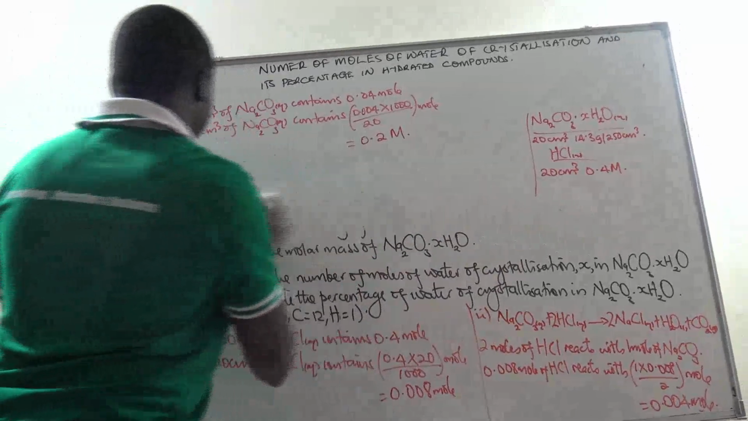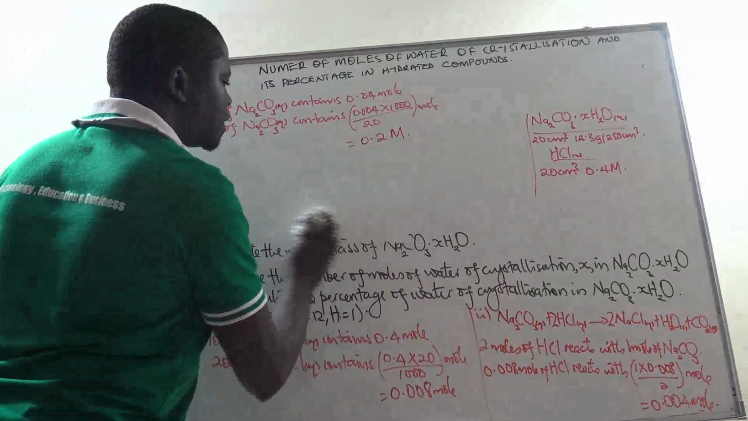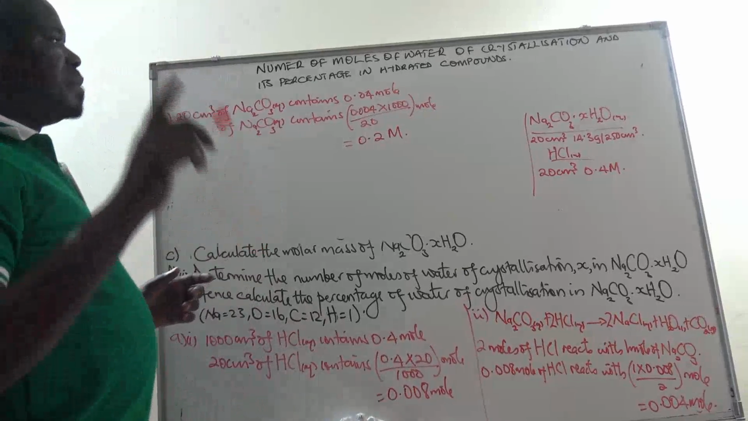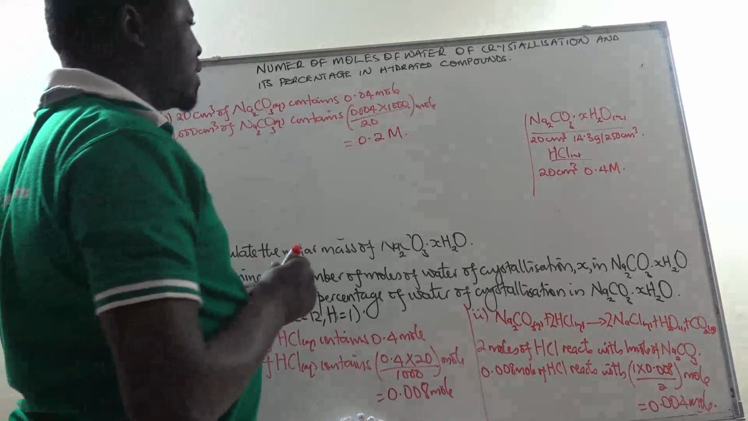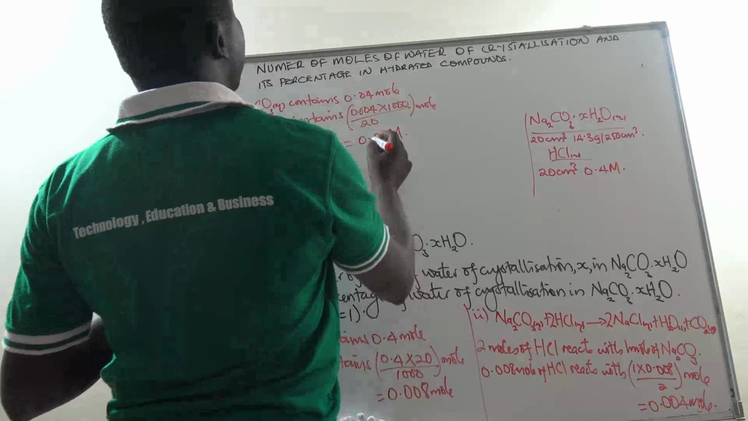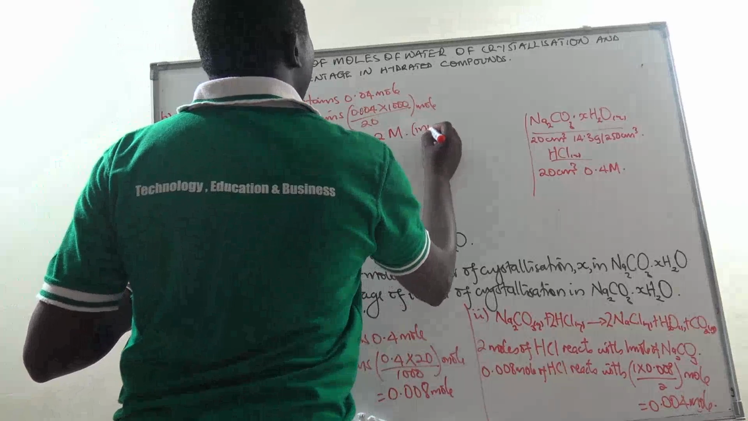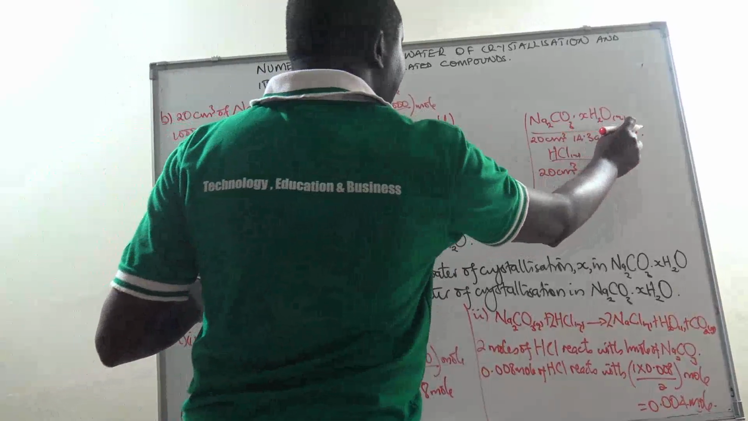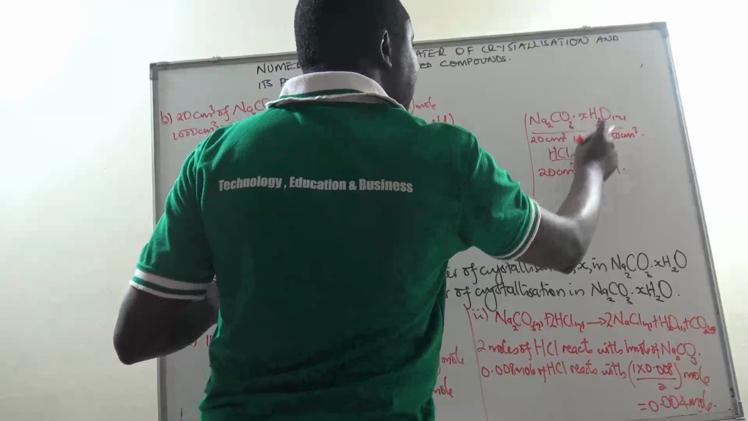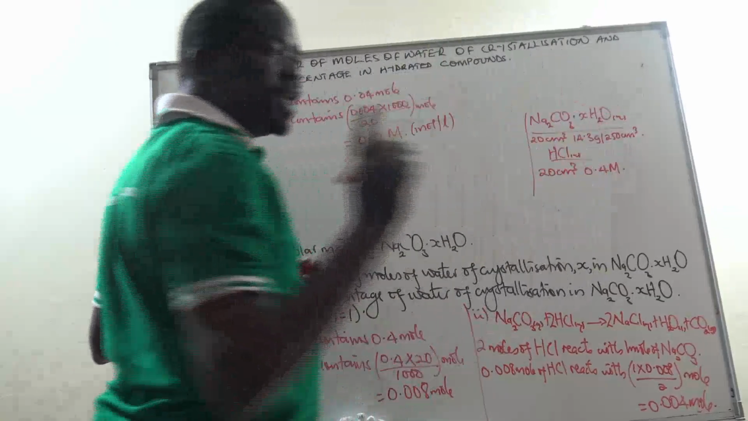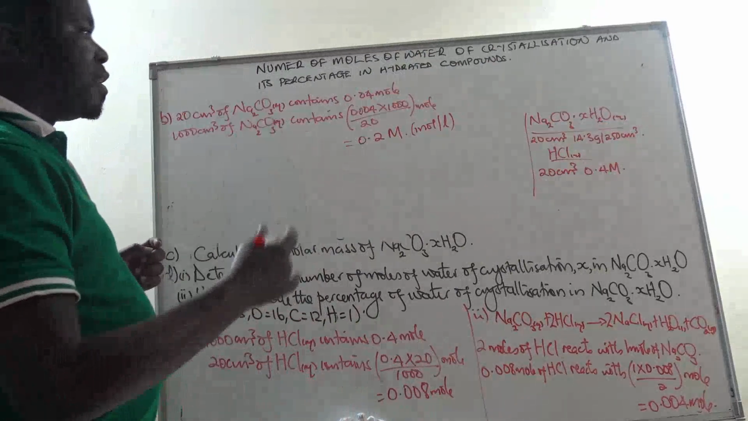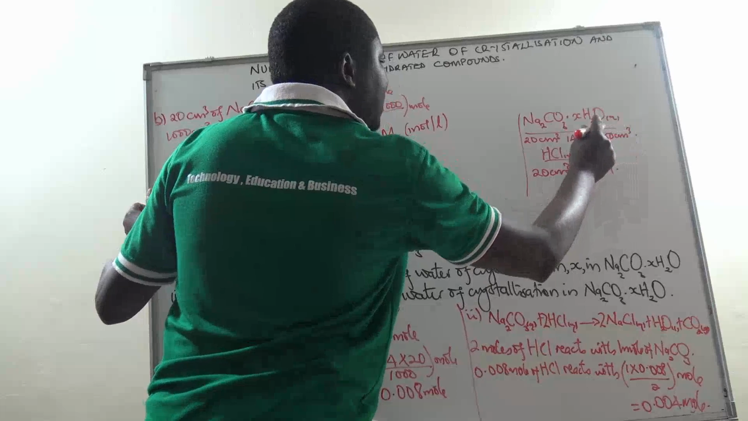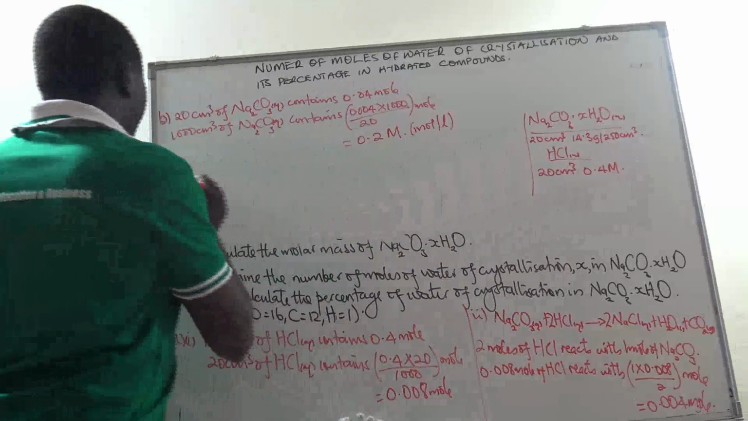In the next part, it says that we have to calculate the molar mass of sodium carbonate x water. The molar mass is the mass of 1 mole. And what shall we do in this case? We have to compare the molarity here, which is in moles per liter. We relate it with the concentration in grams per liter, which we don't have here. This is the mass in 250 cubic centimeters, not in 1,000 cubic centimeters. And then we have to convert this mass in 250 cubic centimeters to the mass in 1,000 cubic centimeters.